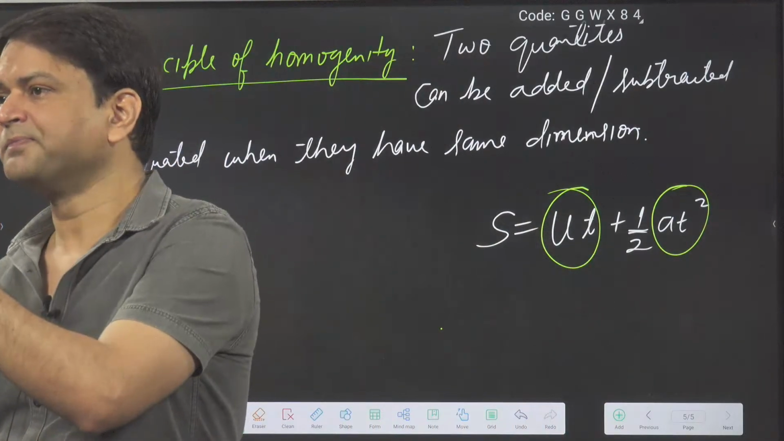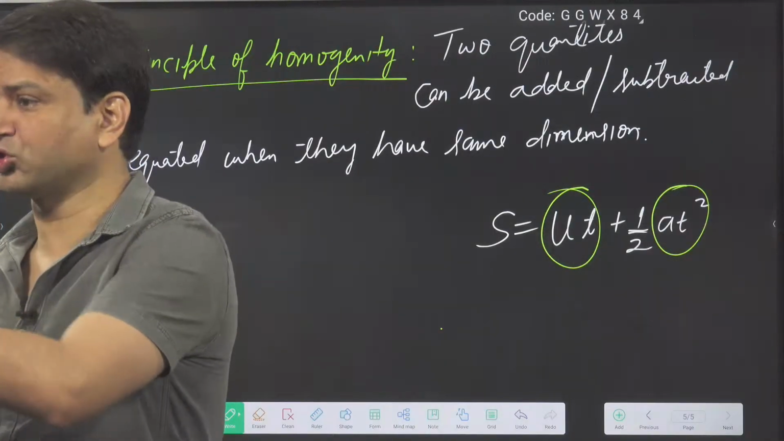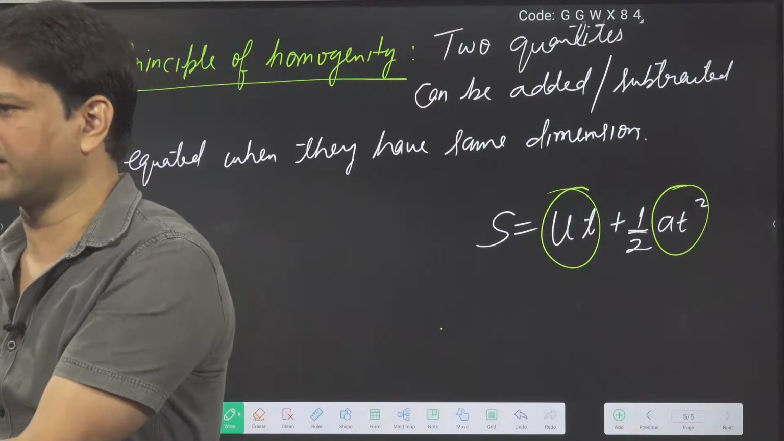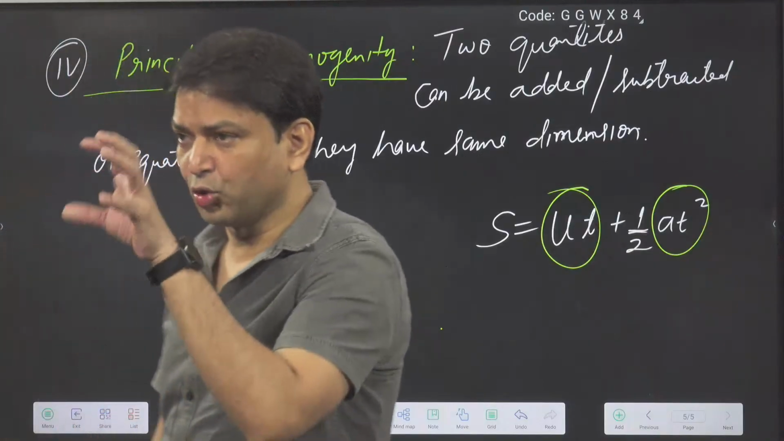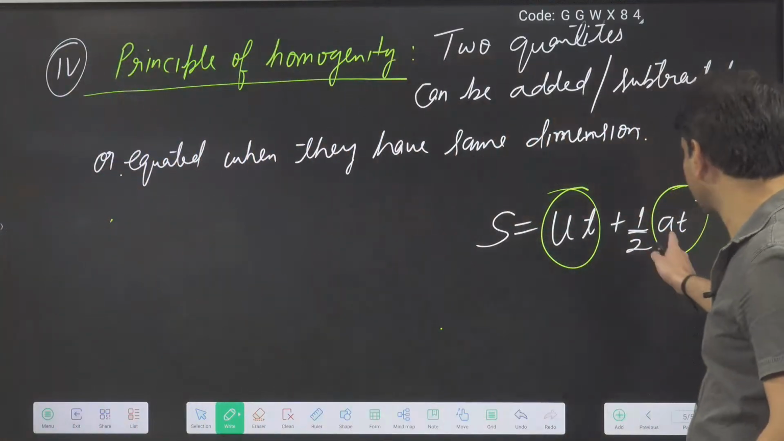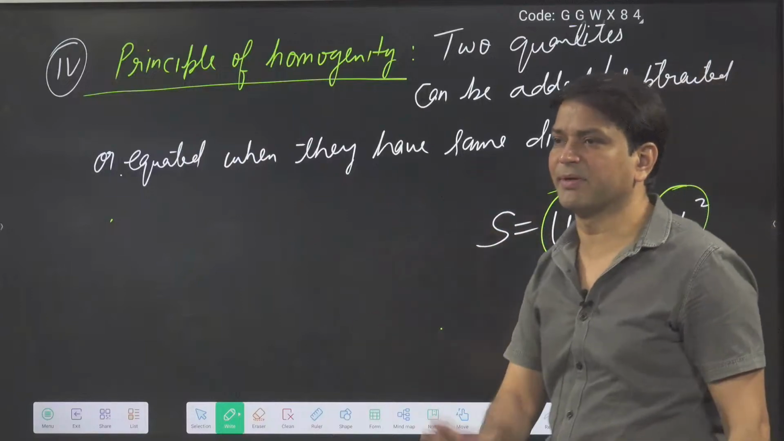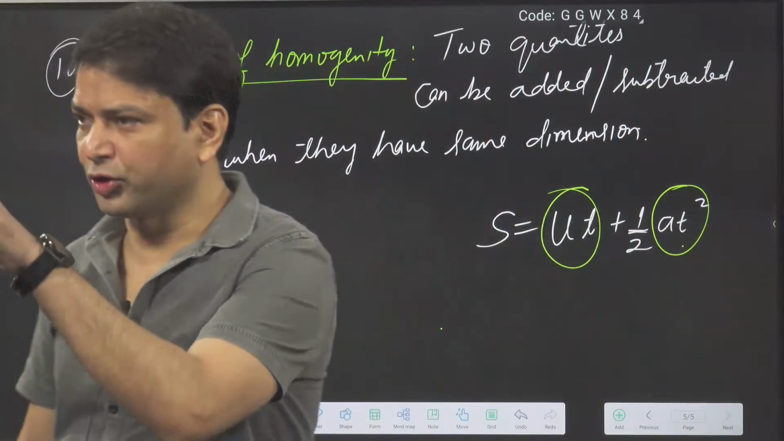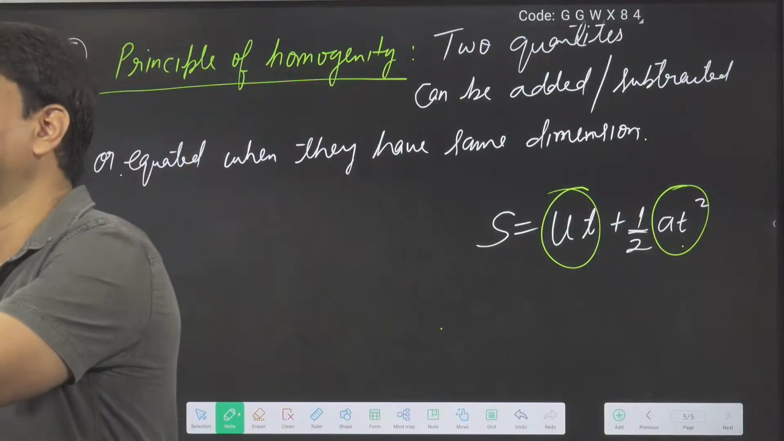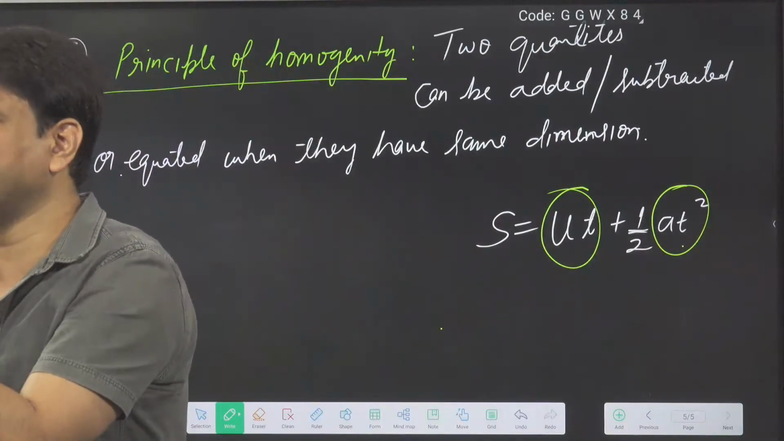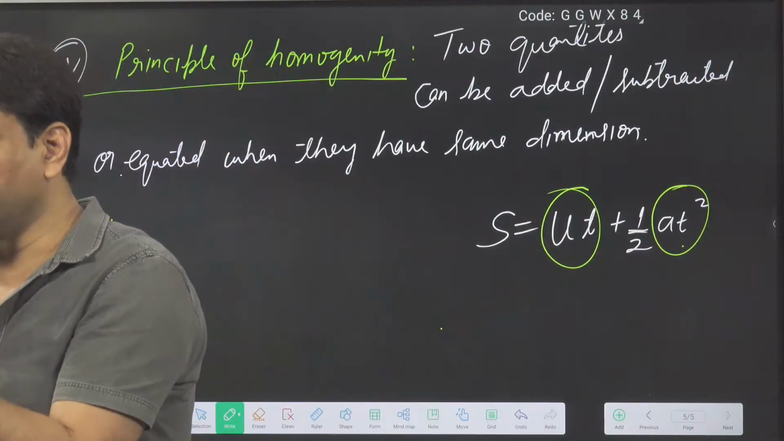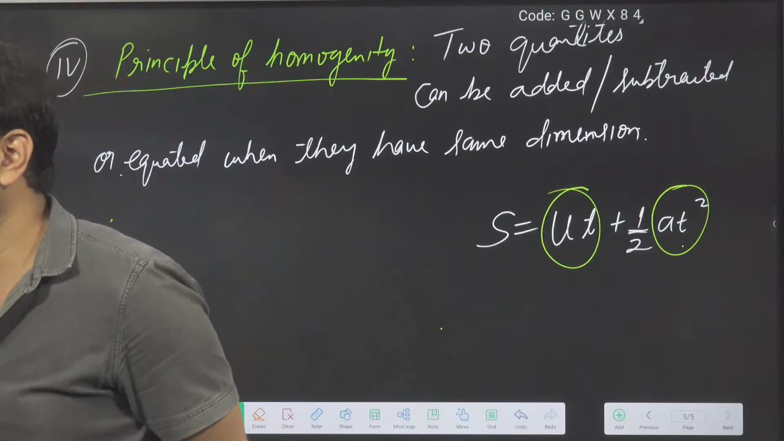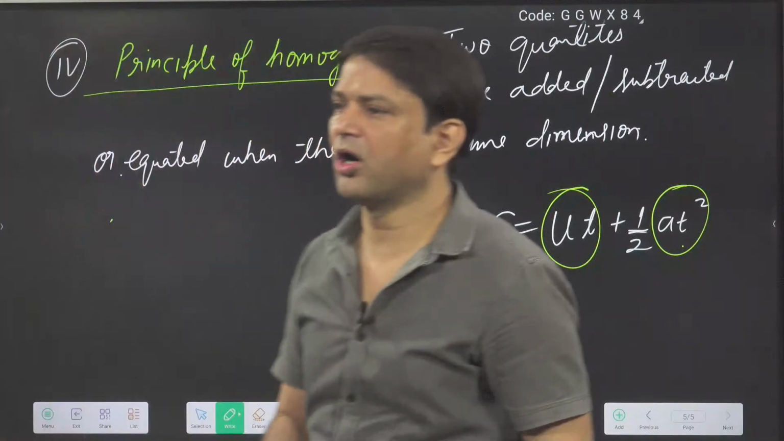Okay. So one thing I can say, ut and at square should represent the same quantity. So ut is the distance, at square also will give the distance. Okay. So the dimension of ut must be the same as the dimension of at square, must be the same as the dimension of S, that we can say. Everybody got or not? So if I am writing this relation, then from the homogeneity, the dimension of ut must be the dimension of at square and it will be equal to the dimension of S. Everybody got?